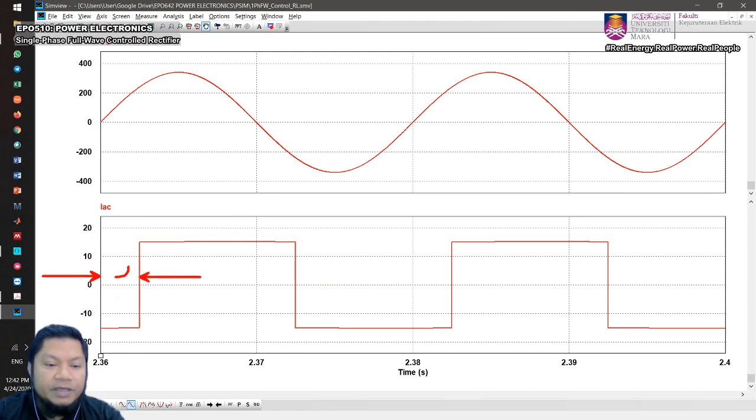If you compare with the supply voltage, it will be shifted to the right because it's lagging. Now the current lags. In terms of waveforms, we can say that the current is lagging behind the supply voltage Vs by the firing angle of alpha, isn't it? So this is your alpha.